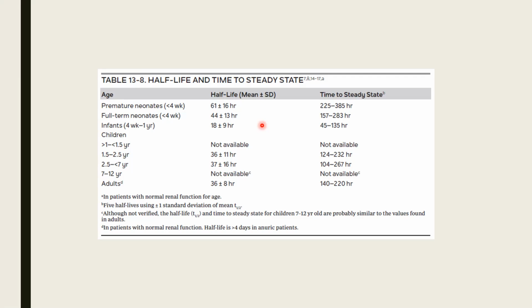So for adults, I think I mentioned in the previous lecture, around 30 to 46 hours. No, this one is half-life, hours, 36 hours in patients with normal renal function. Time to steady state is 5 half-lives, using 1 standard deviation. So time to steady state is 5 times this half-life. In anuric patients, half-life is more than 4 days. Anuric patients means very little urine. So the half-life is more than 8 days.